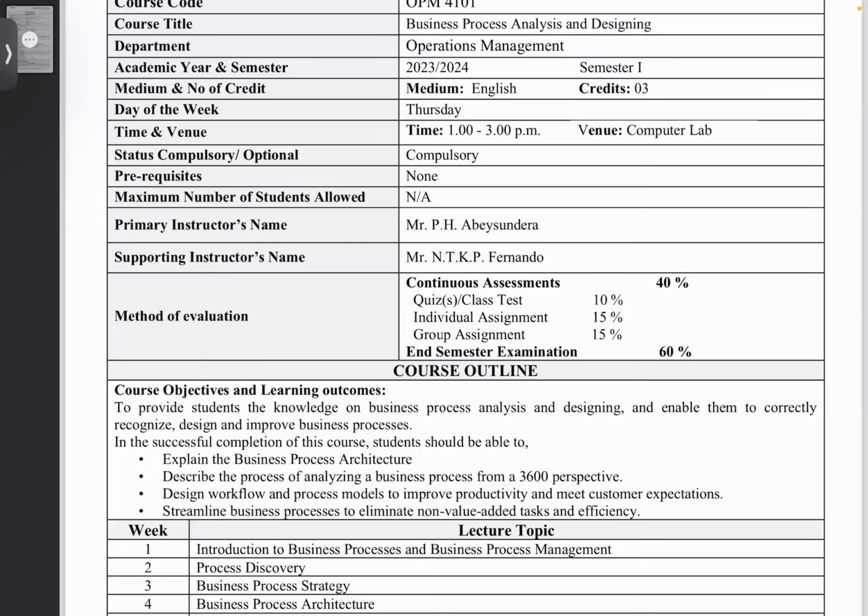I will let you all know what I'm going to do within this semester, and there will be an individual assignment for 15 marks, and the group assignment will be 15 marks. The group assignment will consist of a report as well as a presentation.